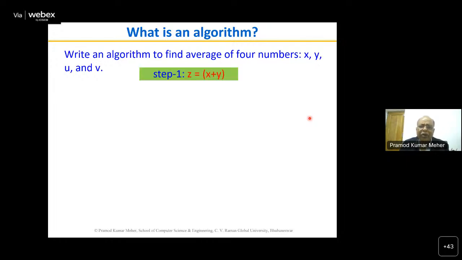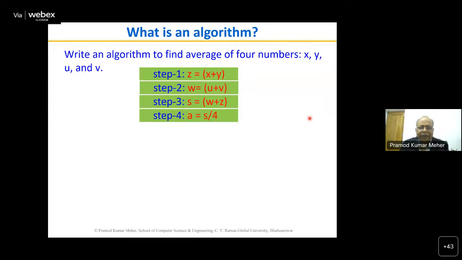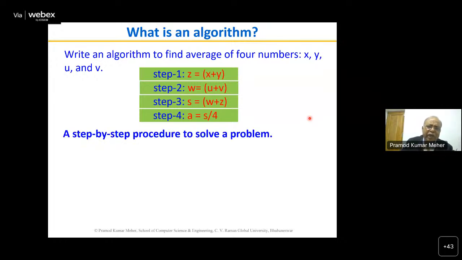Step 1, suppose I compute x plus y. Step 2, I compute u plus v. Step 3, then I add z plus w. That will be equal to x plus y plus u plus v. Then divide by 4. Okay, so I get the average value of x, y, u, and v. So it is a step-by-step procedure we are following. Here, of course, it is not unique. Some changes can be done.